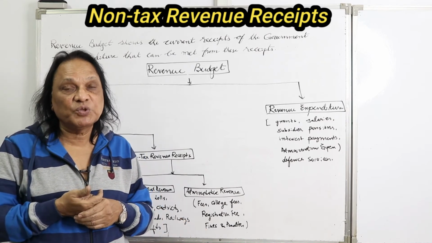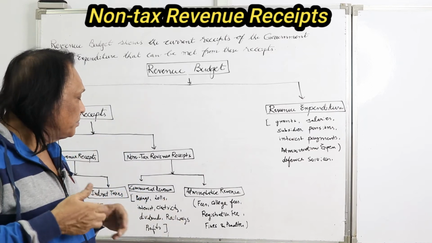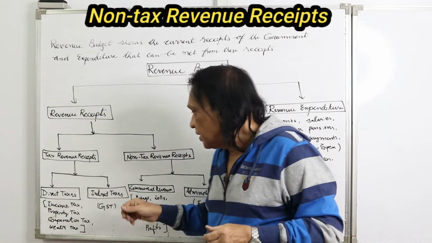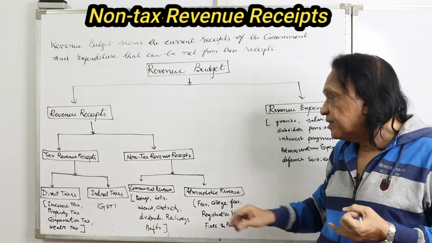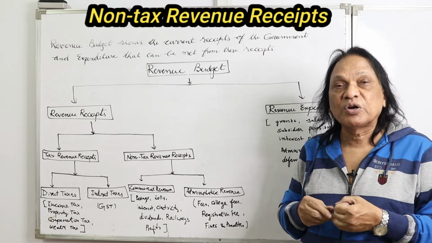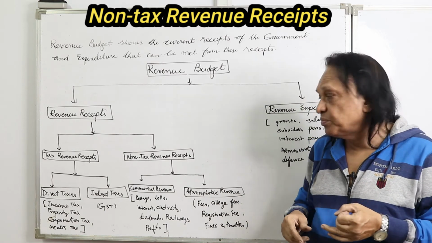So these are the revenues which the government gets. That is administrative revenue. How do you compare these? Commercial revenue is the revenue which the government gets by selling goods and services. Administrative revenue is the revenue which the government collects in the process of administration.